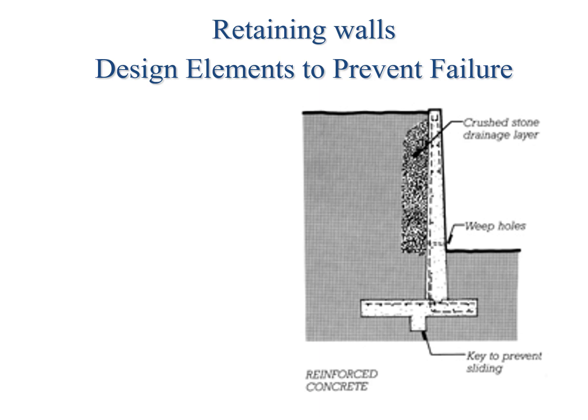So here's the design elements. You could put crushed stone behind the retaining wall as a drainage layer, and then have weep joints below. What that will do is reduce the hydrostatic pressure. It allows the water and the earth to pass through the wall.